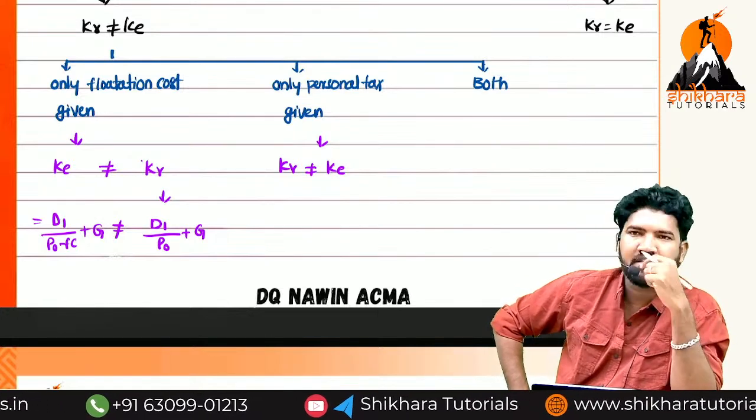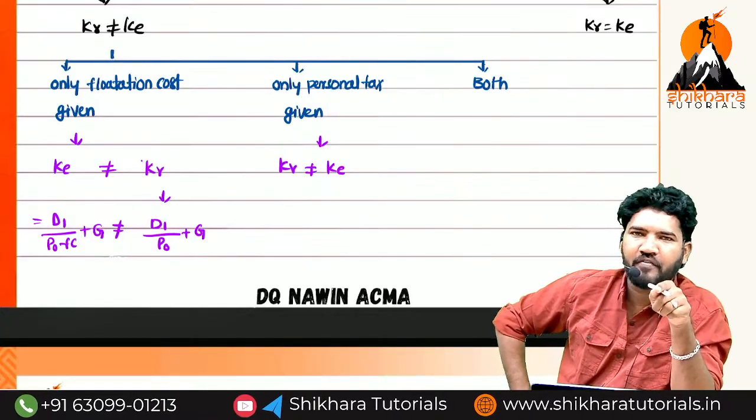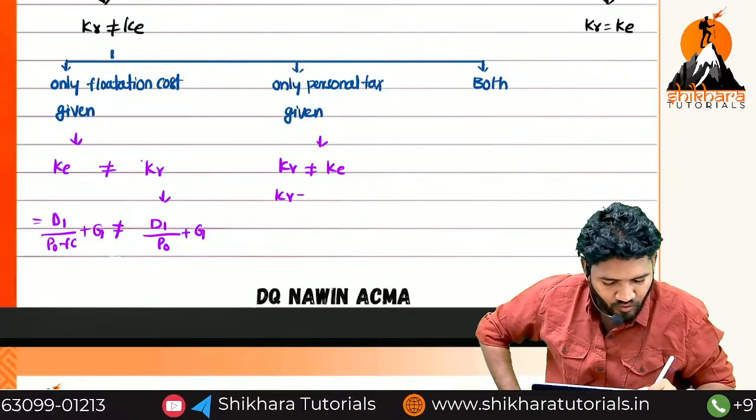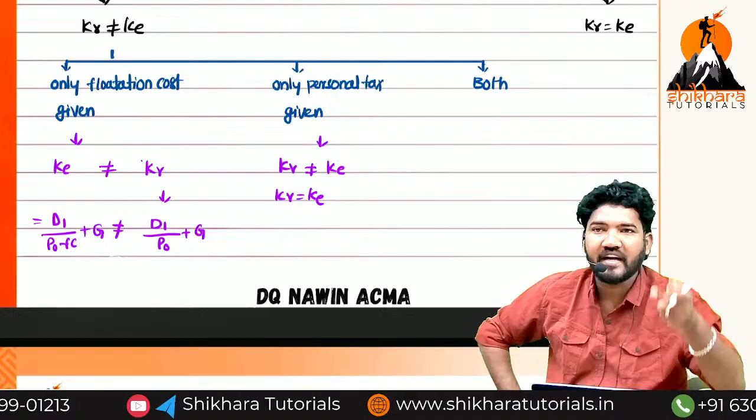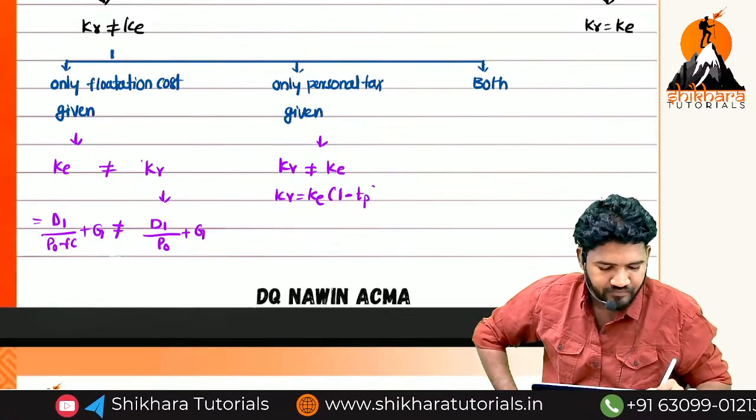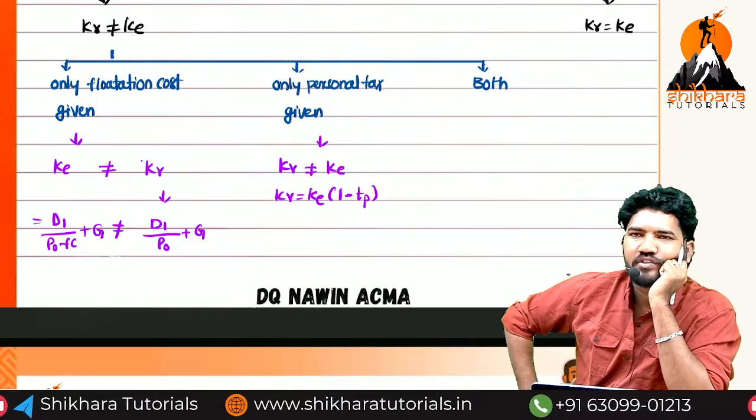Who will be liable for personal tax? Shareholder. In equity shares point of view or retained earnings point of view? Retained earnings point of view only. That's why KR equals to the KE you already calculated into 1 minus TP. Guys, clear?